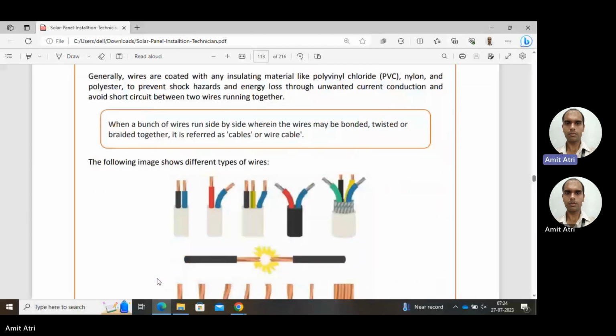Okay, now one more thing, wire. We have collected wires and bundled them together. These wires are covered by some type of insulator, and we have bonded and twisted them. Then it becomes a cable, or wire cable. We call it a wire cable. The wires are shown here in the diagram.